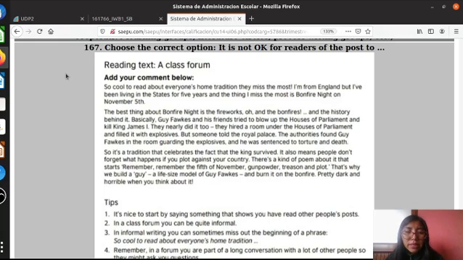It also means people don't forget what happens if you plot against your country. There's a kind of poem about it that starts, remember the 5th of November, gunpowder, treason and plot. That is why we built a life-size model of Guy Fawkes, and burn it on the bonfire. Pretty dark and horrible when you think about it.